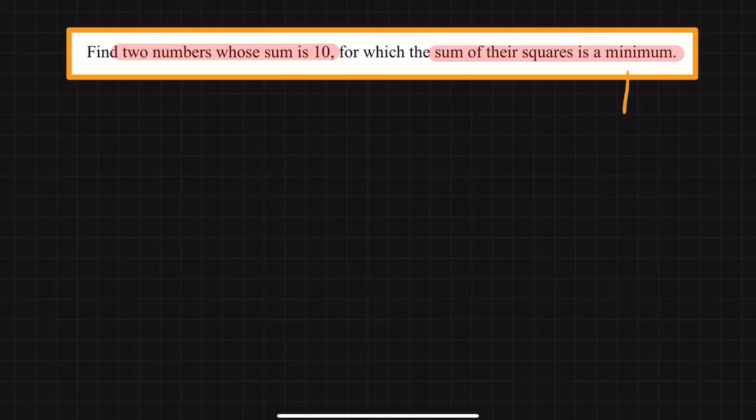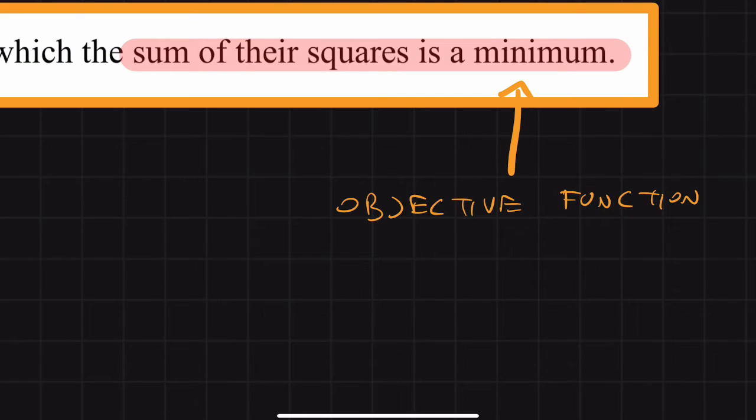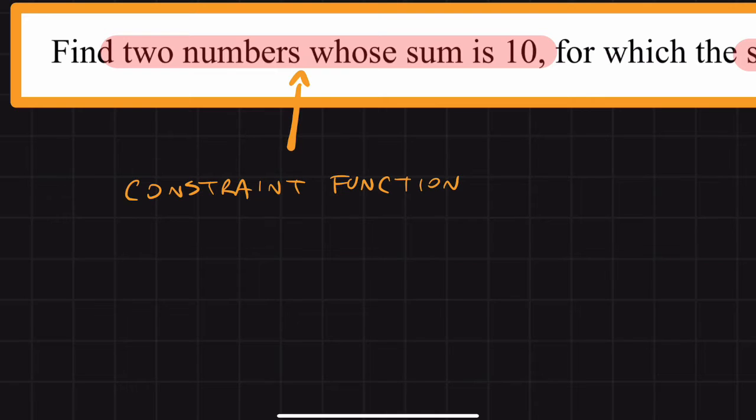So notice this second equation has that word minimum there. That's what tells you that this second equation is your objective function. This is the equation that you're trying to optimize. That means that this other equation is your constraint function: two numbers whose sum is 10.